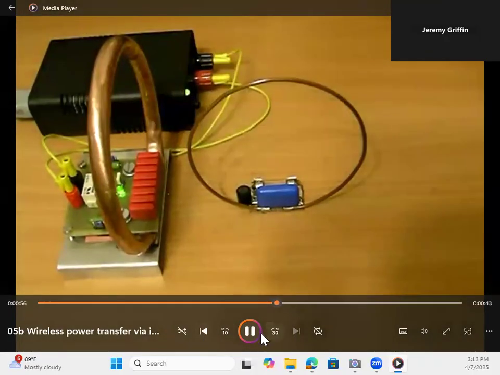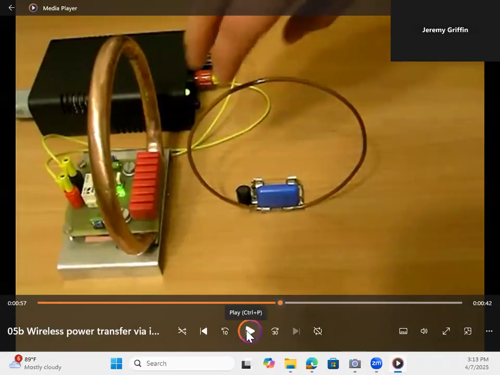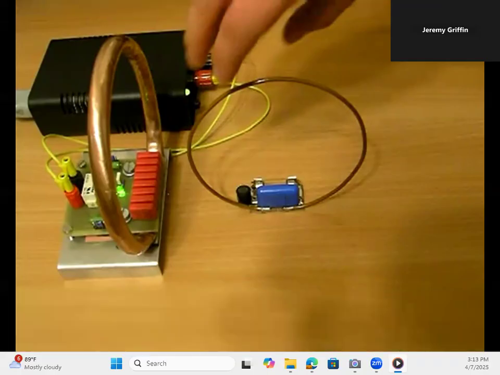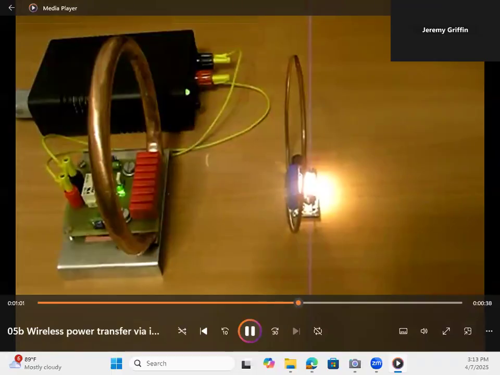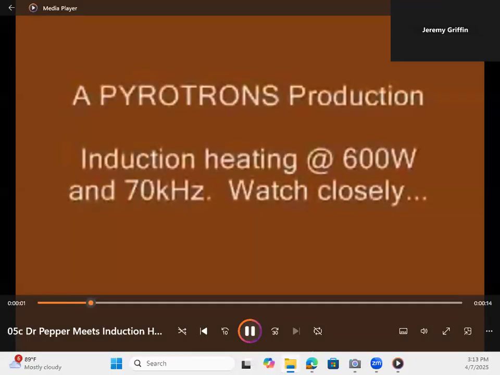Notice when he turns it 90 degrees, the light bulb completely turns off. You guys see that? Because then those vectors aren't aligned, the magnetic field can't transfer, and no current's going to flow. So it has to have certain orientations of those. Ooh, let's look at this induction heater.